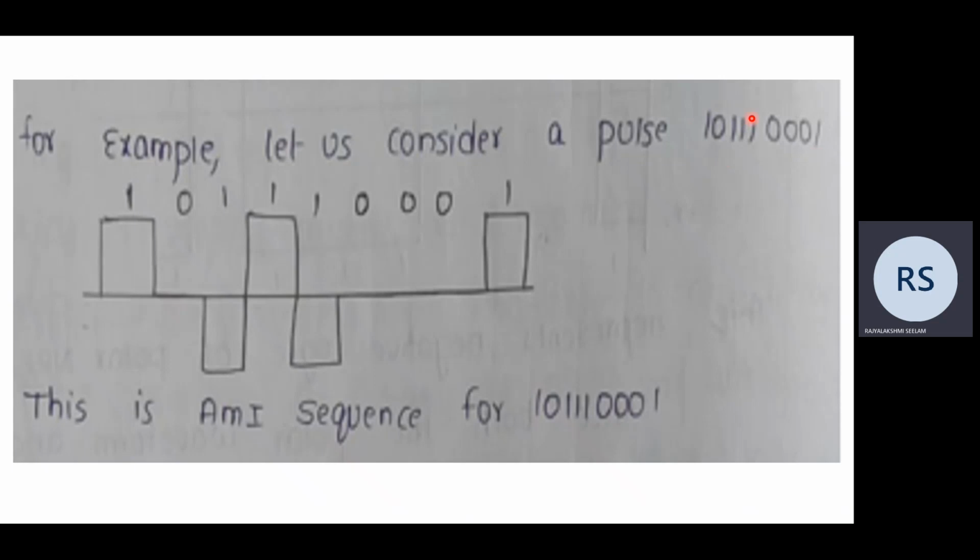For example, take the pulse sequence 10111001. For 1 it is plus A, for 0 it is 0 voltage, for 1 again it is minus A, then plus A, and for the next 1 minus A, then 0 0 0, and then plus A, alternately. So plus A, minus A, plus A, minus A, plus A. It is alternate mark inversion because we alternate plus A and minus A. This is the AMI sequence for 10111001.